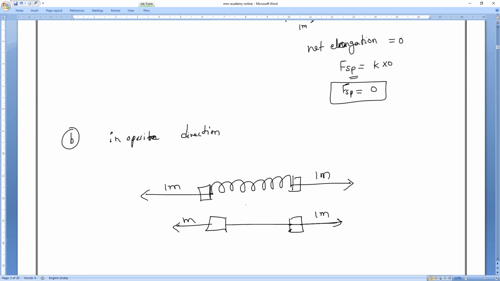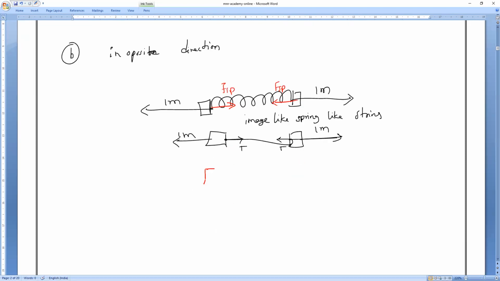Now tell me. So imagine a spring like a string. We all know that if this side is 1 meter and this side is also 1 meter, then the tension in the same string remains the same. Same, so in the same way, here also the spring force remains the same. So let us see how to solve. We all know that the spring force is equal to K into delta X. So can you tell me what is the delta X? This side 1 meter and this side 1 meter.